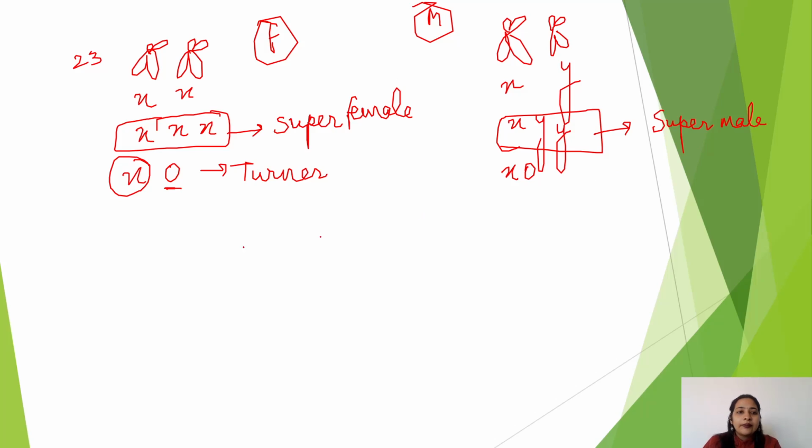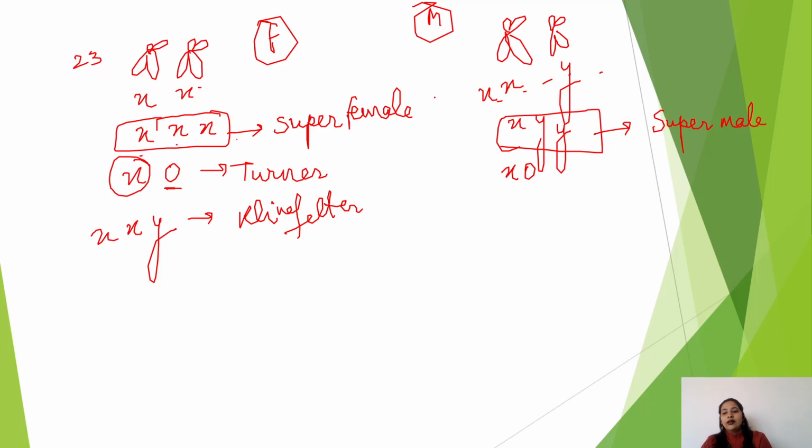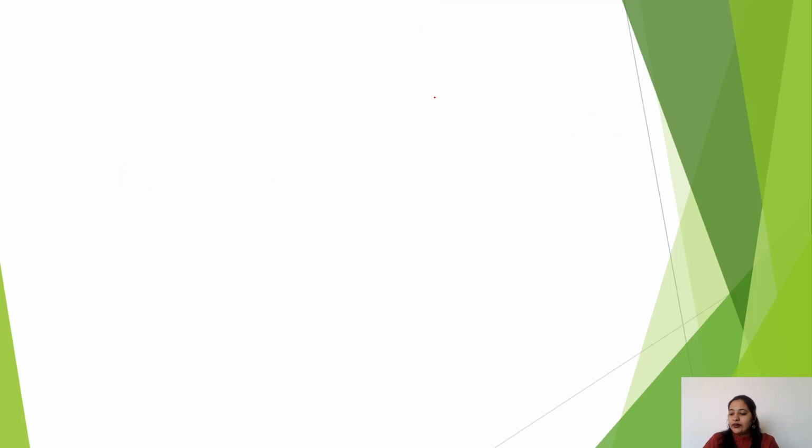And it can happen that, like I told you, you have XX, so XXX, or it can be X and X, but one more Y chromosome is added here. So it will be Klinefelter syndrome. Klinefelter syndrome can happen in females as well as in males because XY and one more X can be there. So XXY. Right. Now I'll explain the mechanism of how it happens.